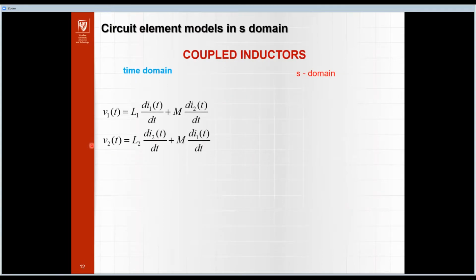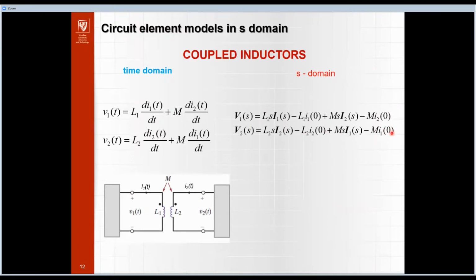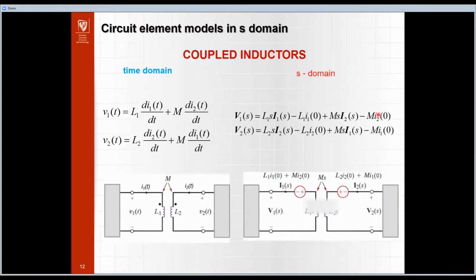Okay, and coupled inductors. When we know the equations for inductors, maybe it's not difficult to guess this one, and the schematic in the S domain is more complicated, but it is just the first and second connected with R1, and the rest of this equation is connected with the coupling. And this schema we can replace by this schema in the S domain.